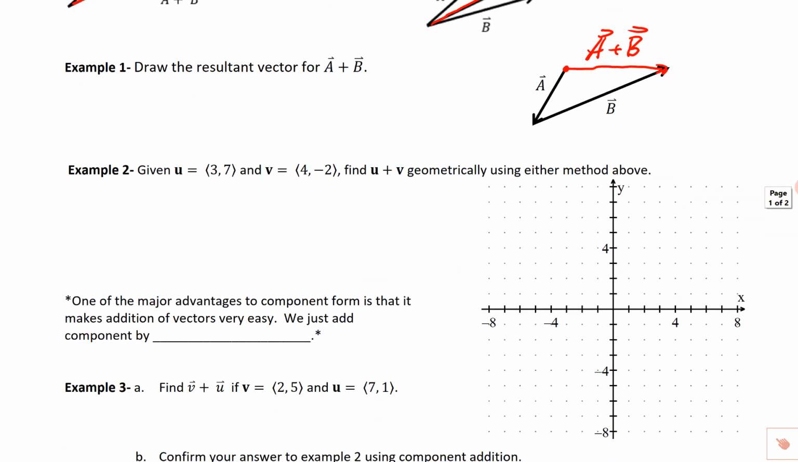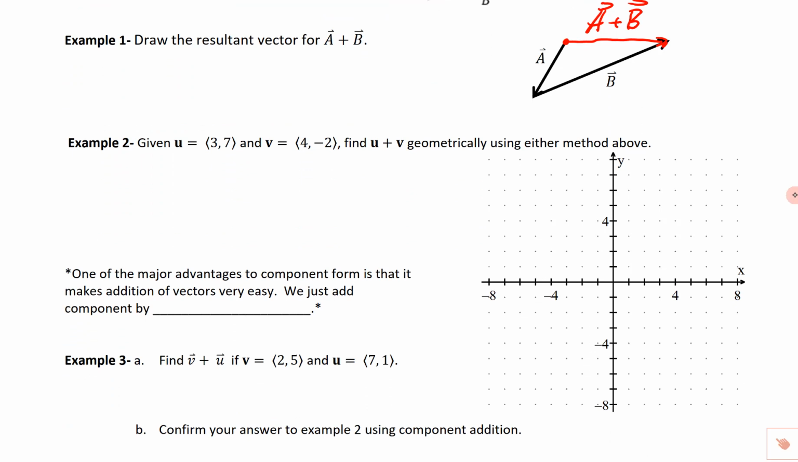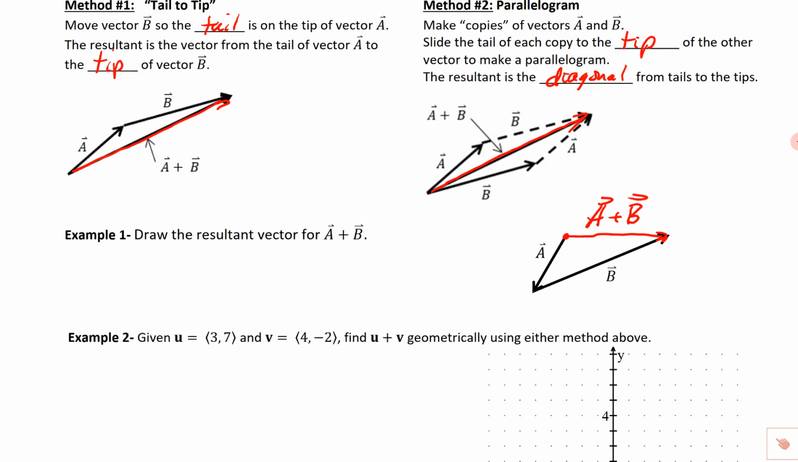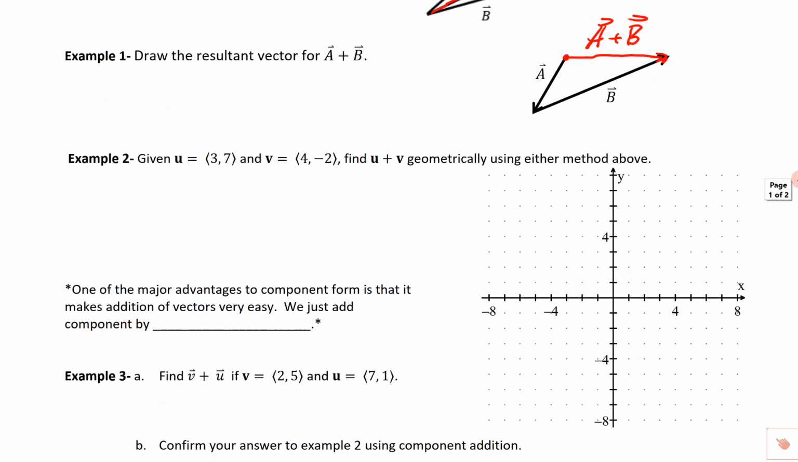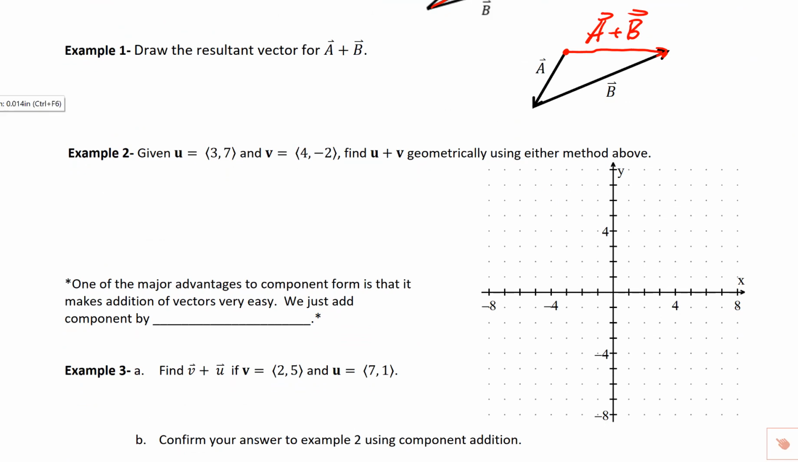Now we're going to come down on this next one, and it says given that u, so vector u, notice that it's in component form, is <3, 7>, and vector v is <4, -2>, find u plus v geometrically using either method above. Now I tend to like the parallelogram method. I think it's a little less drawing, it makes more sense to me, and I think it's less messy. So I'm going to do that one, at least for the time being. So here's the deal. Vector u is <3, 7>. So horizontal component is 3, vertical component is 7. So from (0, 0) to (3, 7) here is vector u. So I'm going to label that as u.